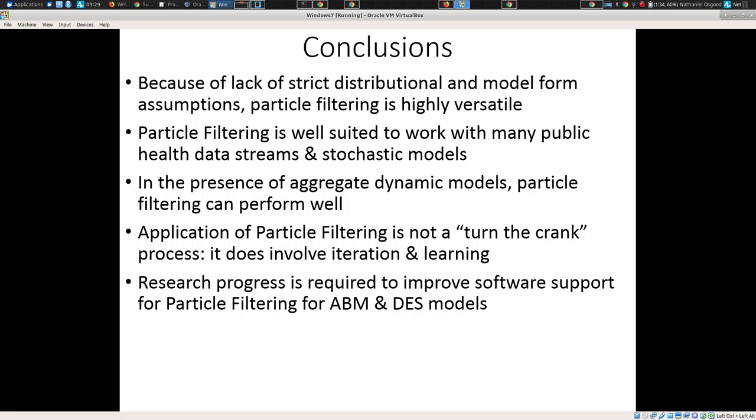But it's not a turn-the-crank process. It involves some iteration and some learning, and some progress is required to apply it for ABM and DES models.